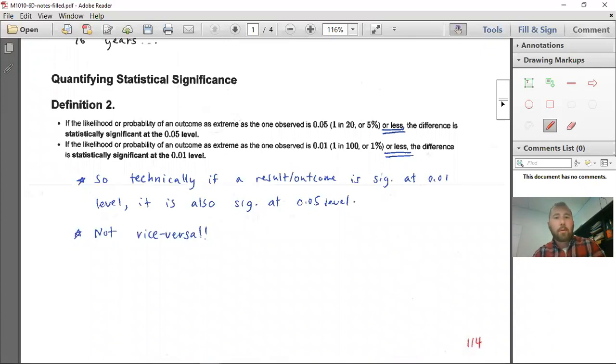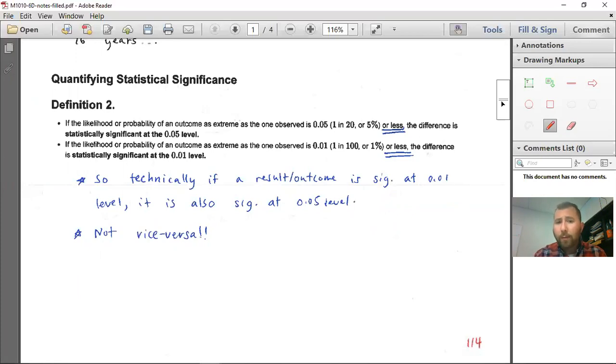Okay, so another definition: significance levels. If the probability of an outcome as extreme as the one you observed is 1 in 20 or 5% or less, then the difference is statistically significant at the 0.05 level, and there's a very similar definition for 0.01, which I will probably not reread here. Notice one thing here, which I've double underlined in blue: it's 0.05 or 5%, 1 in 20, however you want to quantify it, or less.